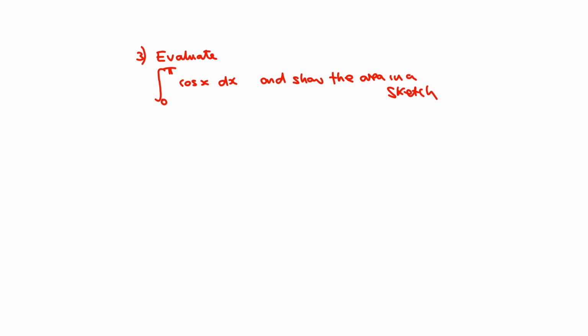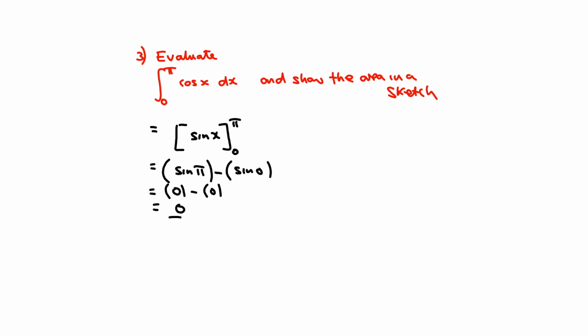If you were asked to integrate cos x, lower limit 0 and upper limit pi, and show the area in a sketch. Let's do the integration first. This is not an indefinite integral, this is a definite integral. So if we're integrating cos x first of all, that would be sine x. Now remember the format, integrating sine x from 0 to pi. Upper limit is pi, so that would be sine pi minus sine 0. Sine of pi is 0 and sine of 0 is 0. So the whole thing would result in 0.